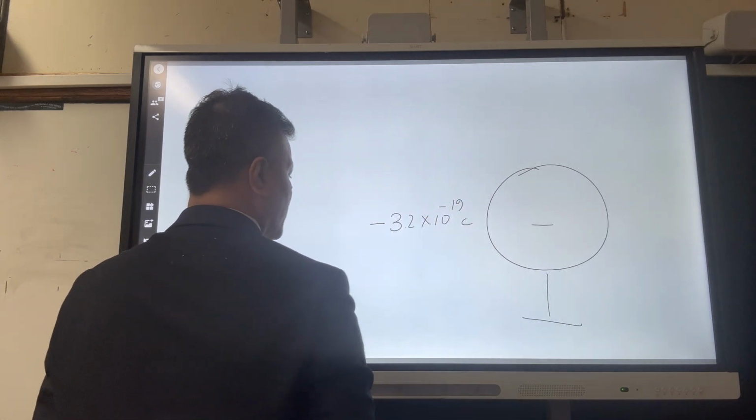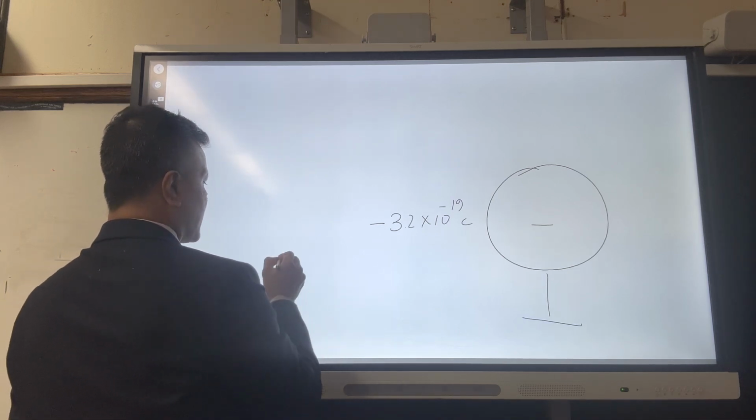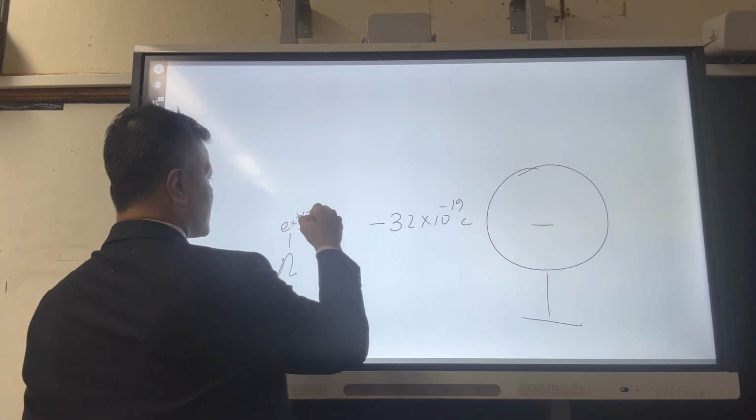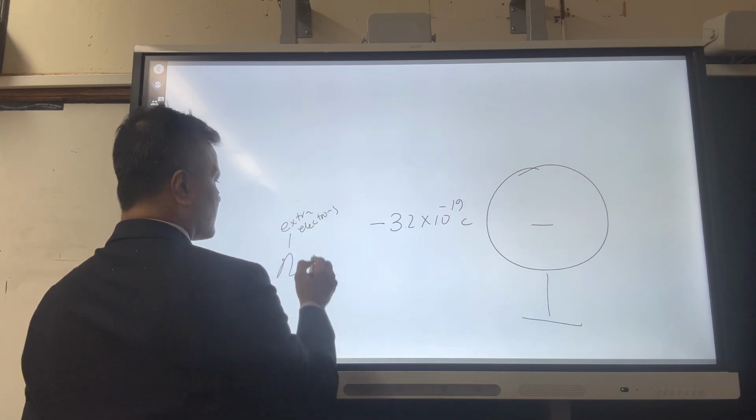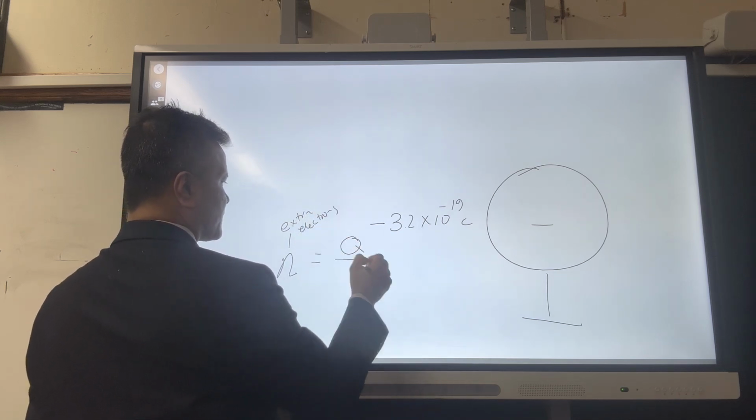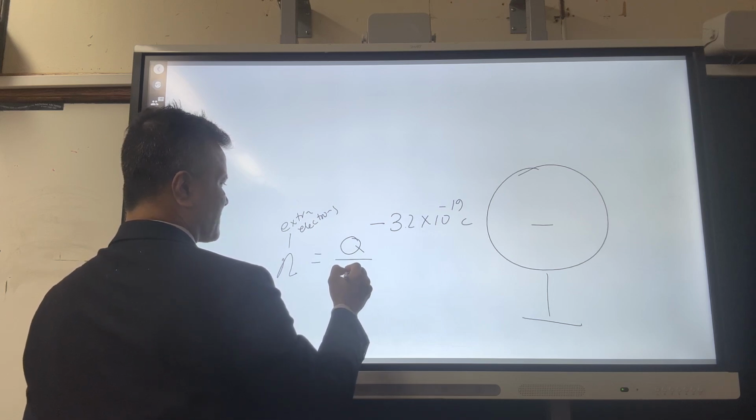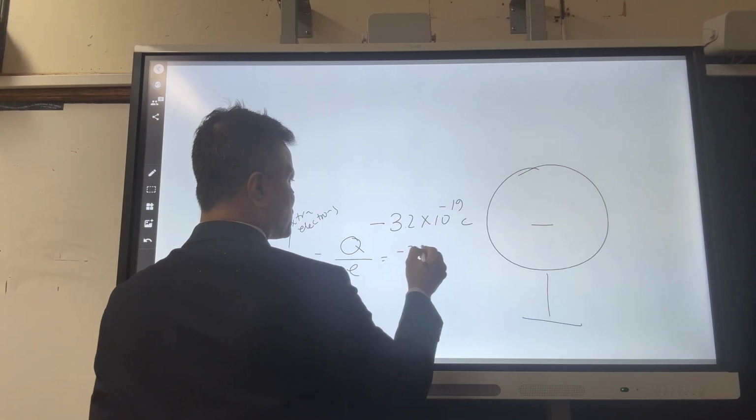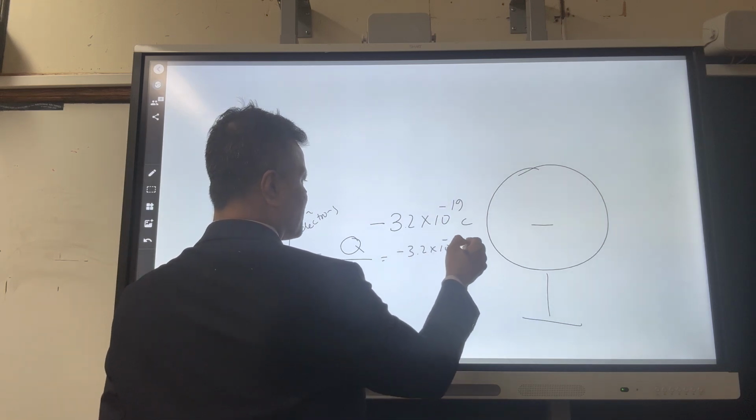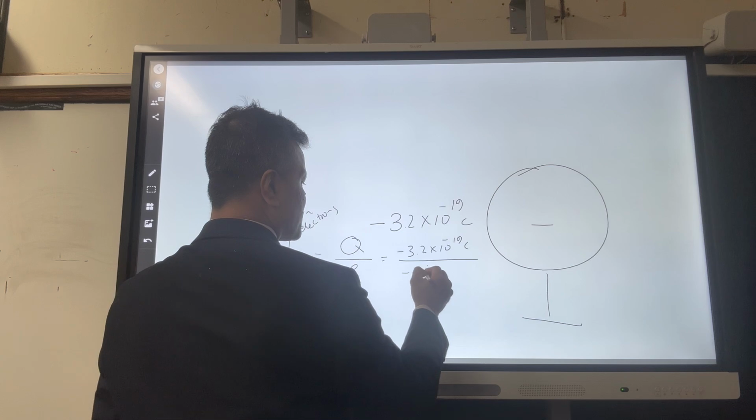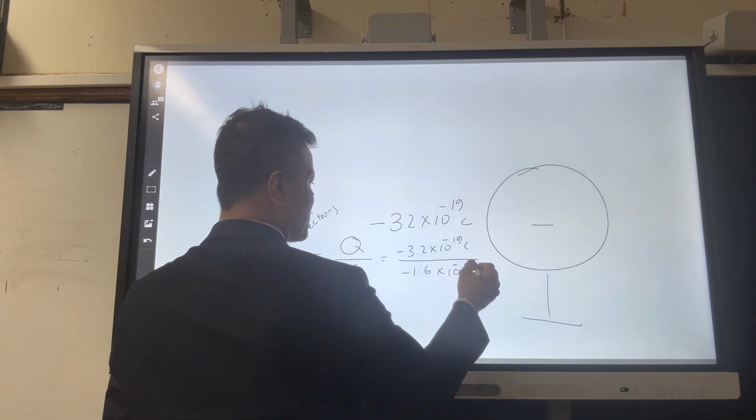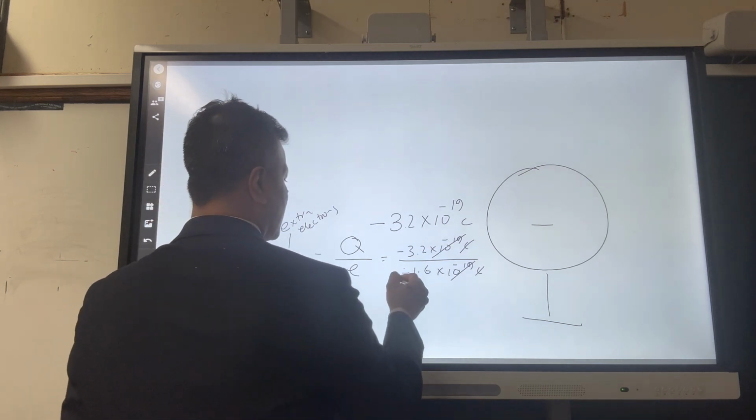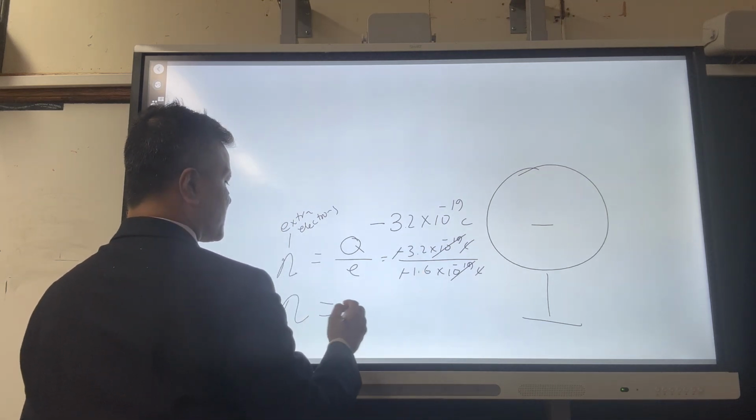Okay, how can you find out? Well, N, the number of extra electrons, is equal to Q over e. Q is -3.2 times 10 raised to -19 coulomb. e is 1.6 times 10 raised to -19 coulomb. Coulombs cancel, 10 raised to -19 cancels. How many extra electrons are there? 2.